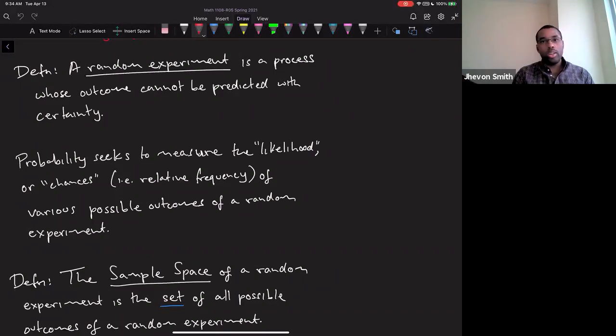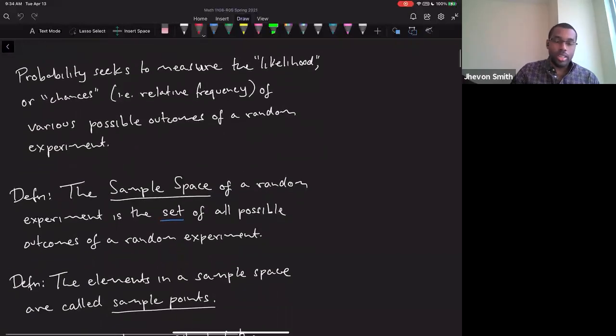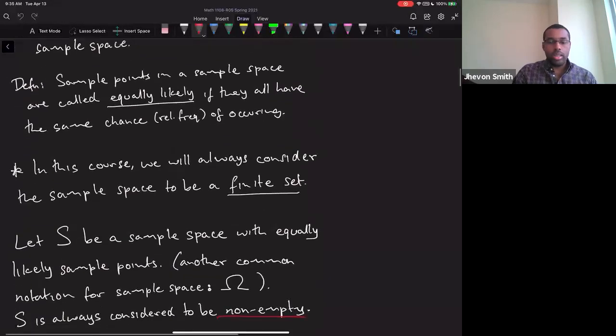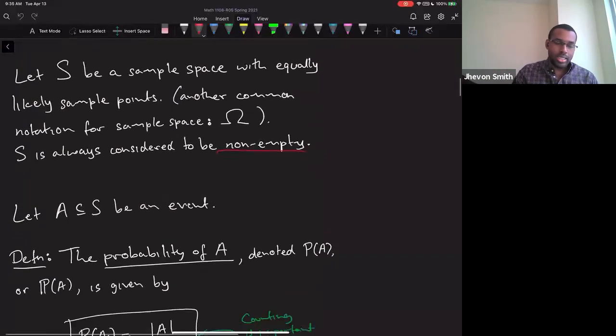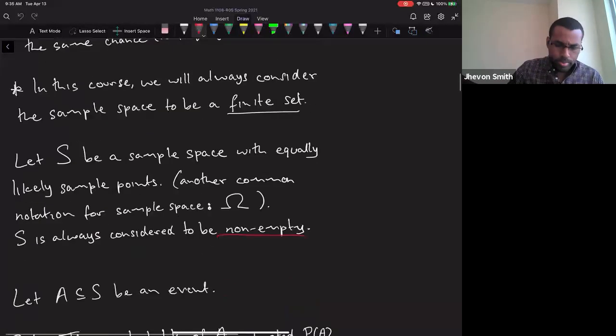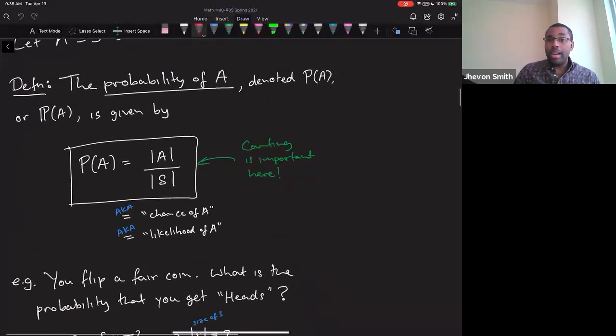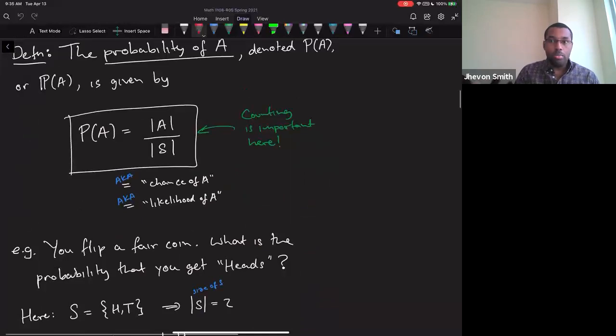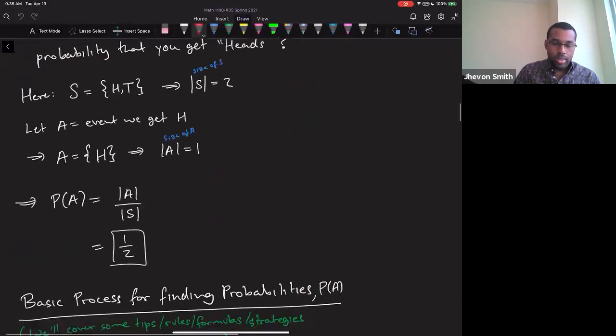A couple classes ago, we looked at what a random experiment was and how probability seeks to measure the likelihood of certain outcomes in a random experiment. We defined a sample space, sample points, and the event. We defined what it means to be equally likely, and what it means to be a finite set. We said that the sample space we're dealing with is always going to be a finite set, which is not true in general, but for us, it will be true. We defined what a probability is: the size of the event divided by the size of the sample space. The sample space is always non-empty, so it's always going to be a number that makes sense. You're not dividing by 0.